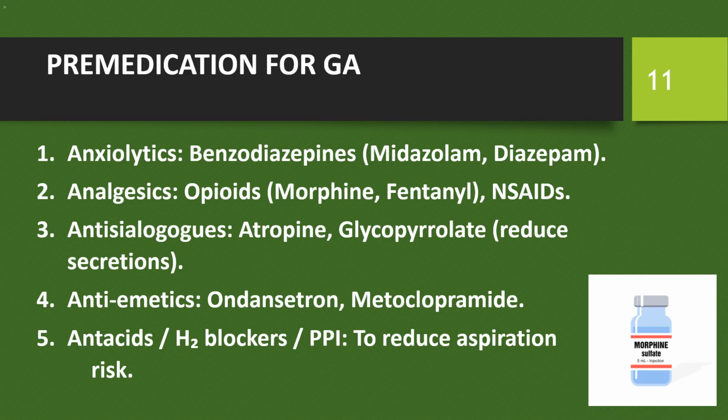5. Antacids, H2 blockers, PPI. 1. Antacids, H2 blockers, and proton pump inhibitors, PPIs, reduce stomach acid and help prevent aspiration pneumonia by decreasing the risk of aspiration of acidic gastric contents. These premedications help ensure a smoother anesthetic experience and reduce the risk of complications.